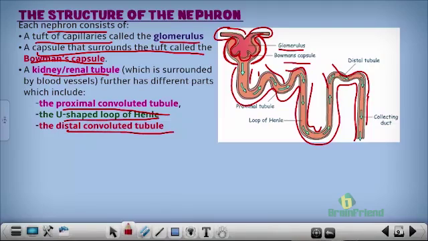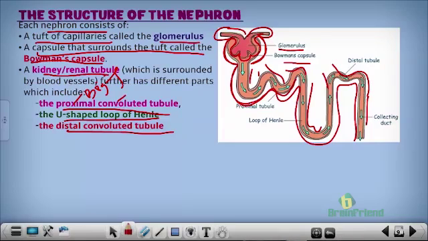From our diagram here, we can see this part, the word proximal, refers to the beginning part or the part that is close to the point source. So this point is known as the proximal convoluted tubule.